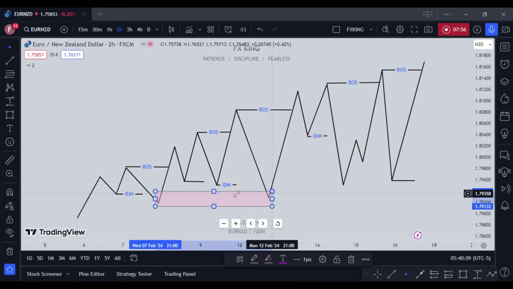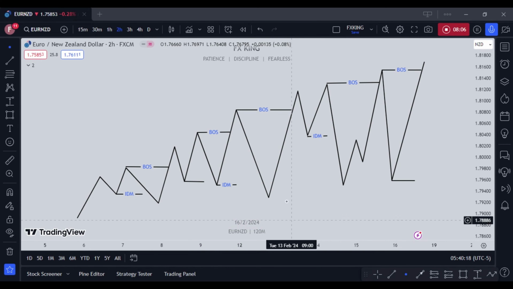Now, after that, you have your point of interest here, which is your order block. You can look for your buy entries at this order block here. Now, this will continue, right?